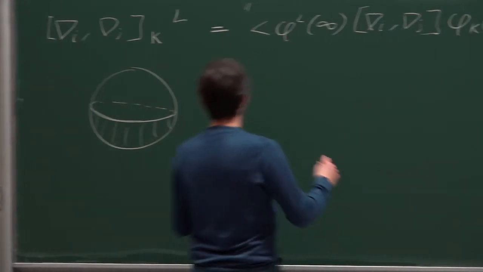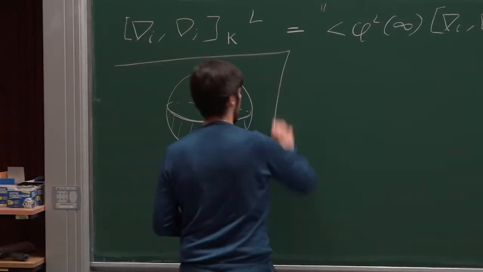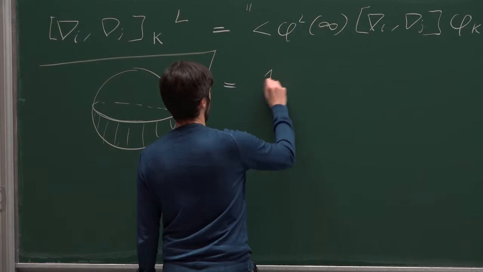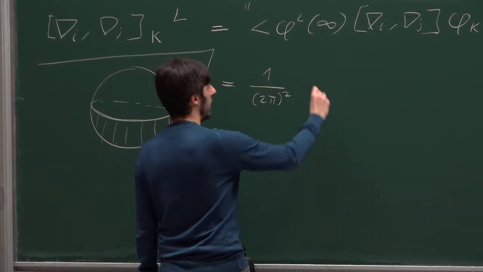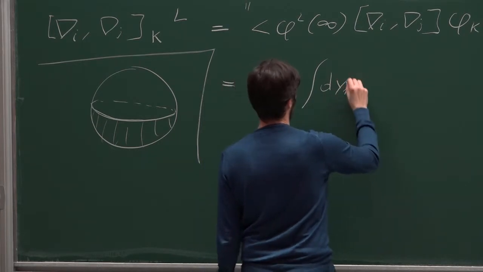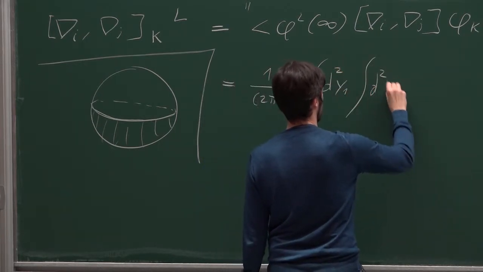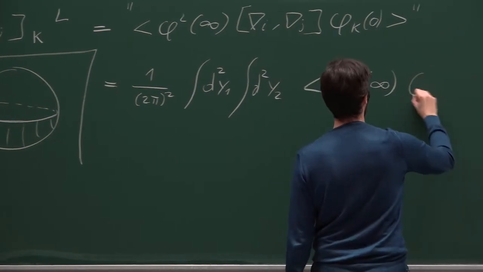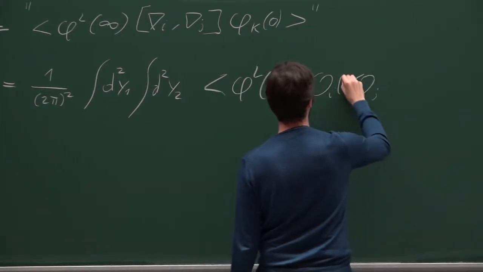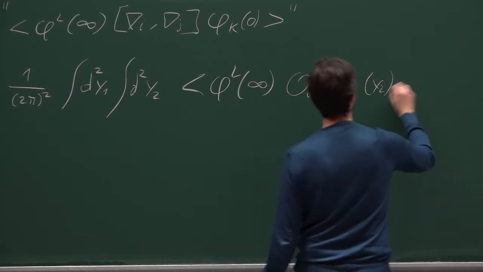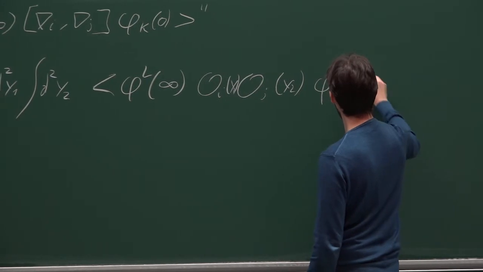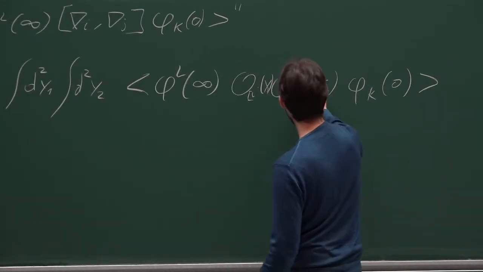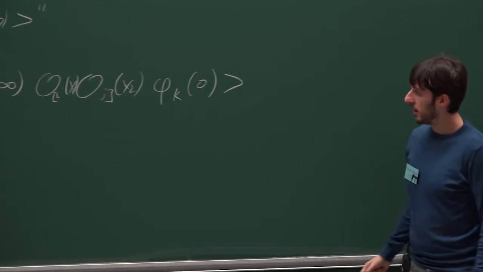So then you will believe me if I tell you that the expression of this particular object in terms of integrated correlators is just, well, we have the standard 2 pi i squared, and then I have a double integral of the correlator of O_I(y1), O_J(y2), and phi_k(0), and I have the commutator here. So this is the expression.